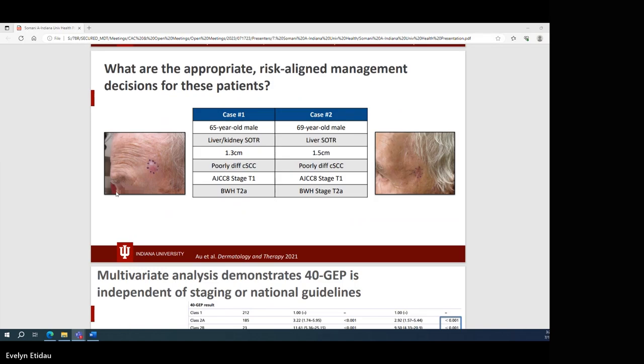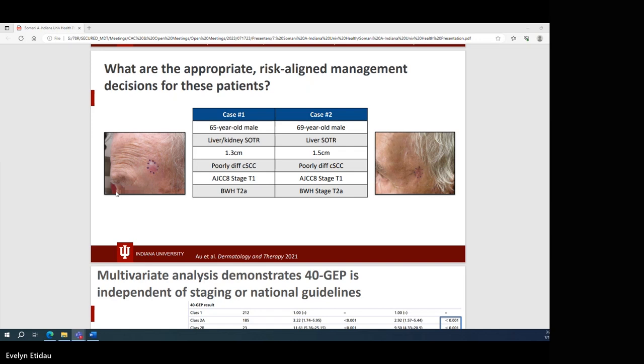Here are two real-world cases from my published case series. These cases clearly demonstrate the limitations of our current staging system and the types of management decisions we offer to patients with high-risk SCC. Both of my patients had poorly differentiated SCC tumors on their left temple, and both are immunosuppressed transplant recipients. Our staging considers these patients to have low-risk tumors. This simple fact illustrates the limitation of staging, because in my professional estimation, I did not think that these tumors were both low risk, and I was most concerned clinically with the gentleman on the left side of the screen.